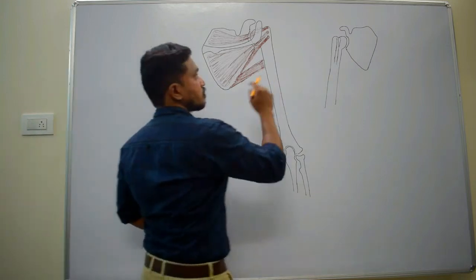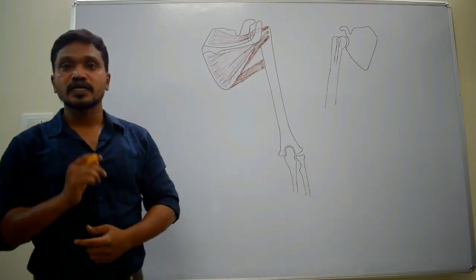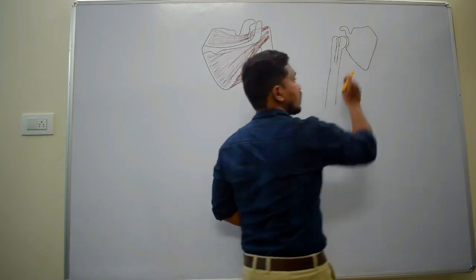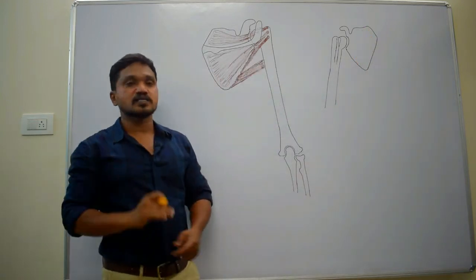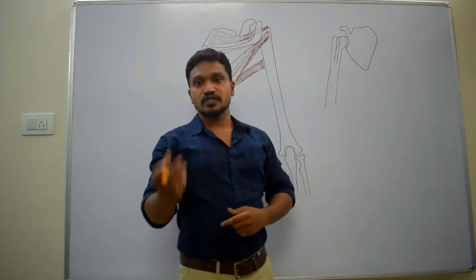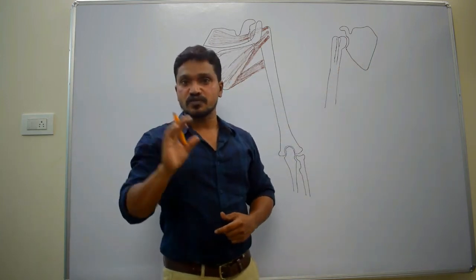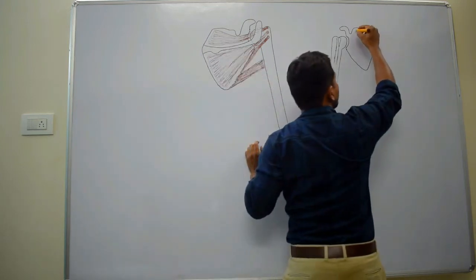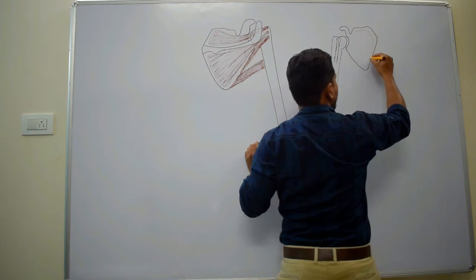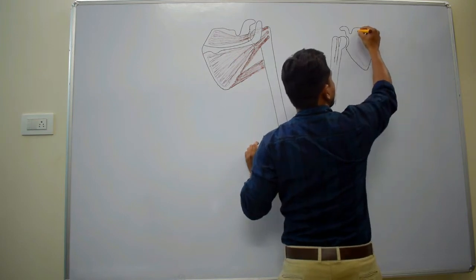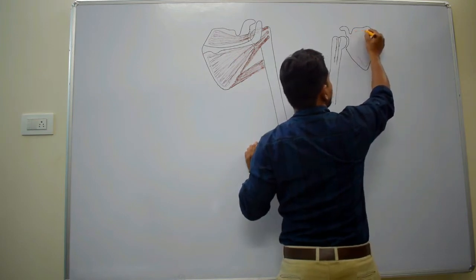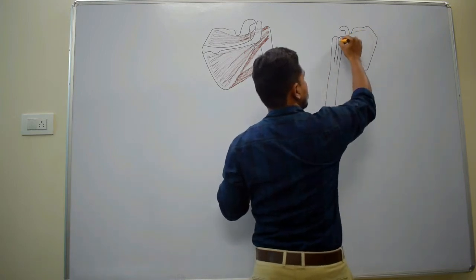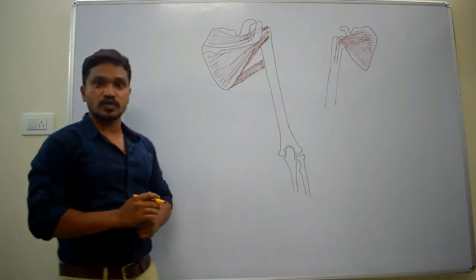Then subscapularis muscle. Subscapularis muscle takes origin from the medial 2/3 of the subscapular fossa. Actually this is the ventral aspect or anterior surface of the scapula, which we can also call the costal surface of the scapula. From here it is taking origin. Then where does it insert? It will insert to this tuberosity. What is this tuberosity? The lesser tuberosity, like this. So this is about the subscapularis muscle.